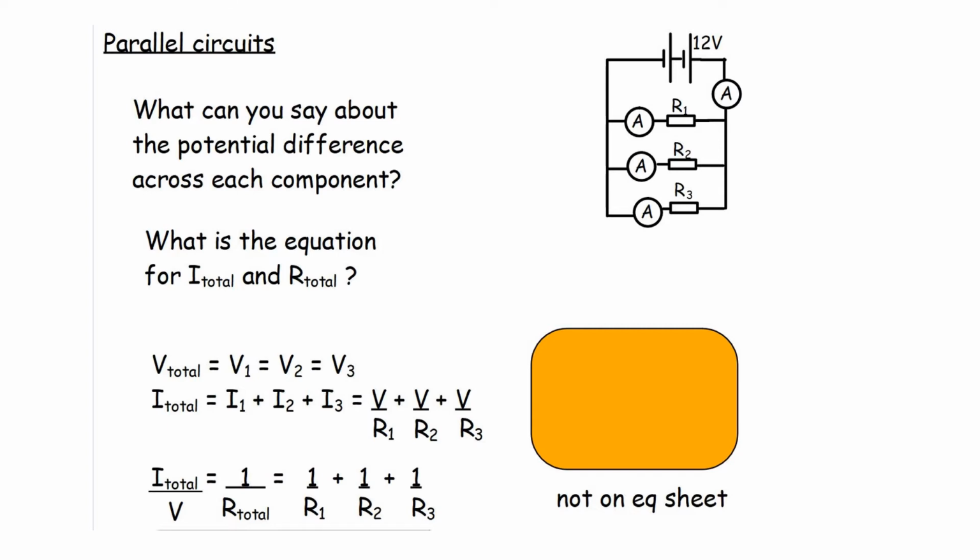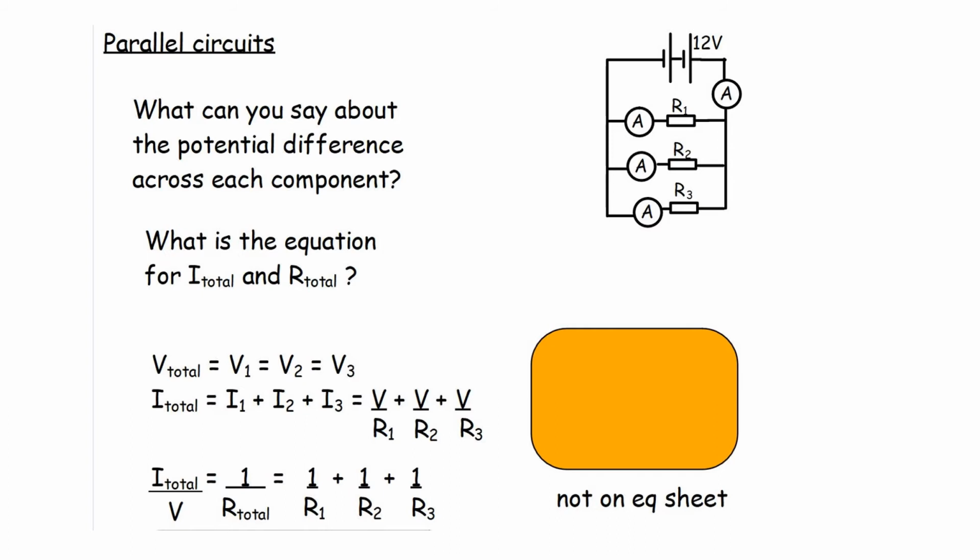Second thing we can write is that the total current is going to be equal to I1 plus I2 plus I3, where I1, I2 and I3 are the currents through each branch in the circuit. We can write that as I total equals V over R1 plus V over R2 plus V over R3. Just an alternative way of writing I1, I2 and I3. Because V is the same value on each side of the expression, we get I total over V equals 1 over R total, which equals 1 over R1 plus 1 over R2 plus 1 over R3.